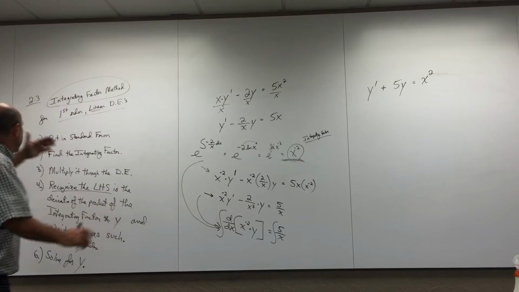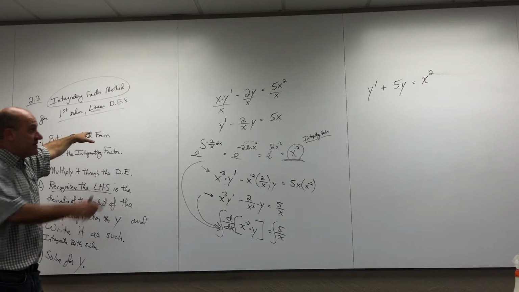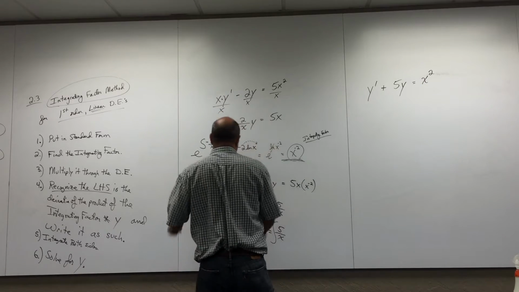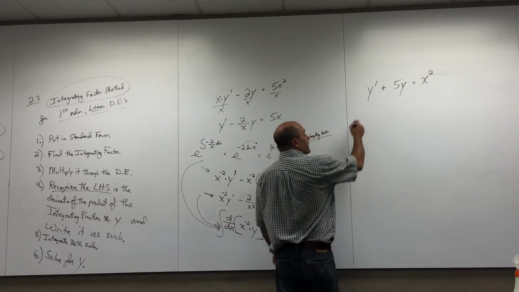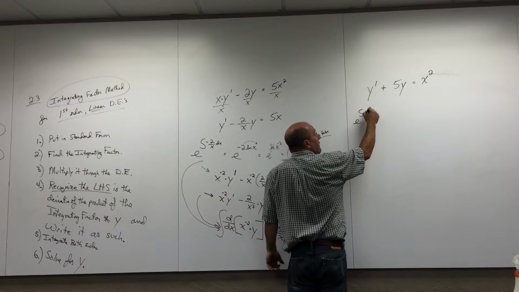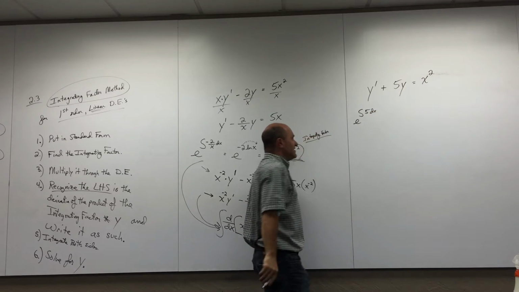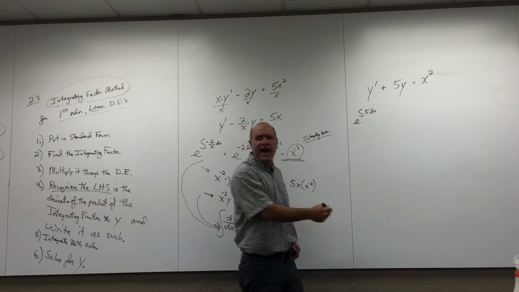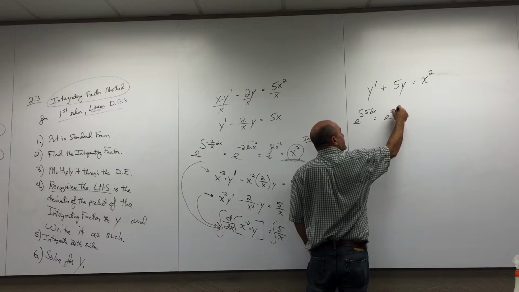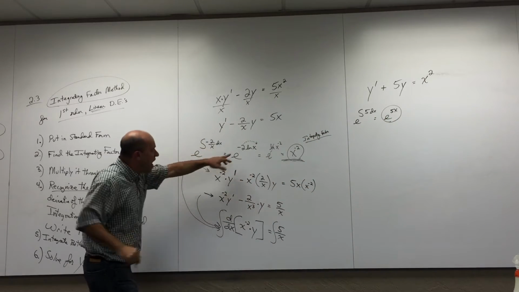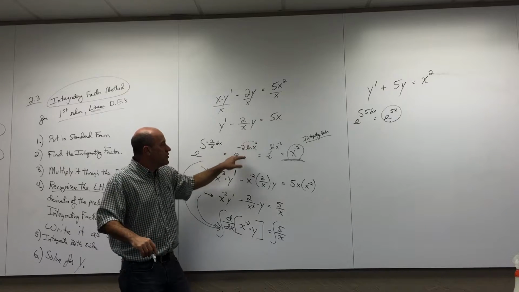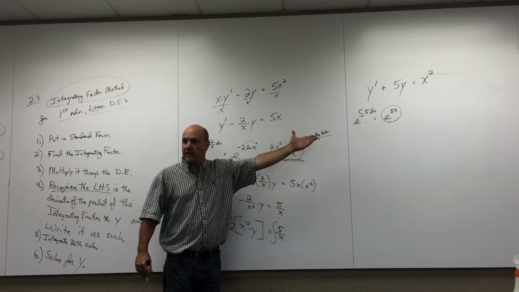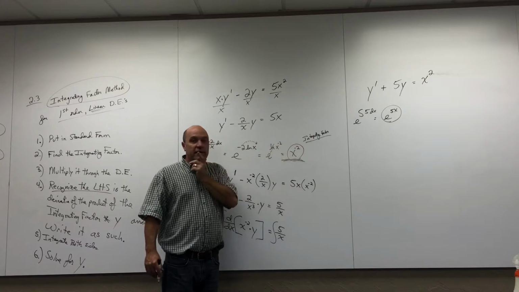I'm starting at the beginning here. It's already in standard form. Do you guys agree? So all I have to do is find the integrating factor. This time it's a little easier. It's e to the integral of 5. So what is the integral of 5? 5x. So my integrating factor is e to the 5x. Again, don't get too crazy. The last one involved logs, so we could make some moves and simplify. This one doesn't, so we're done. That's my integrating factor.